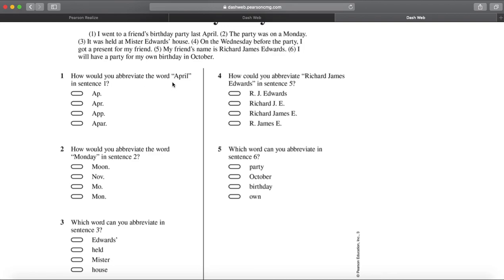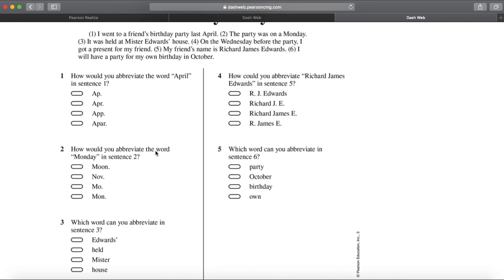How would you abbreviate the word April in sentence number 1? I went to a friend's birthday party last April. So here, April. Do I abbreviate the word April? Who knows the answer? Yes. So what's the perfect abbreviation here? Which one is the correct answer? The second one. A capital P-R and period. Now you should study the months' abbreviations. You should study them by heart. They don't change. It's the same everywhere, okay?